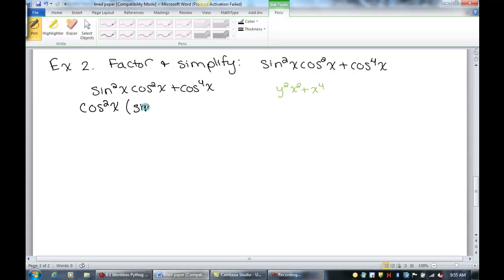When I factor that out, I get cosine squared x times sine squared x plus cosine squared x. Okay. Now, this should be popping out at you, sine squared x plus cosine squared x. This is our Pythagorean identity, and you should know that that is equal to 1. Okay. So, what we have here, when simplified, is cosine squared x. Okay?